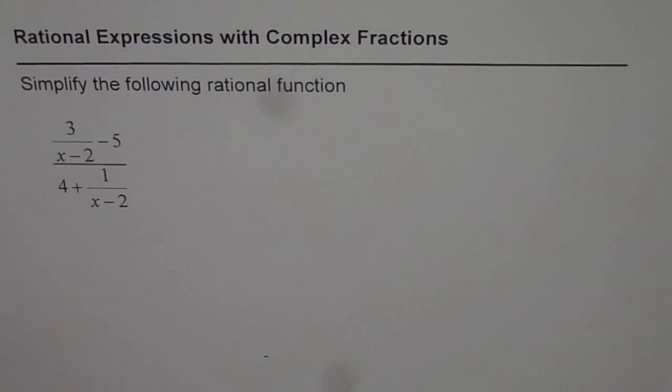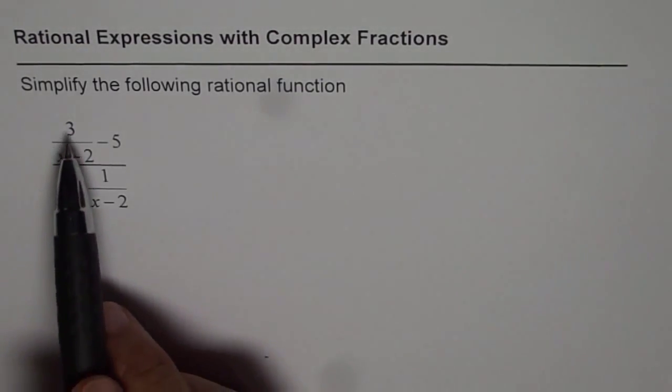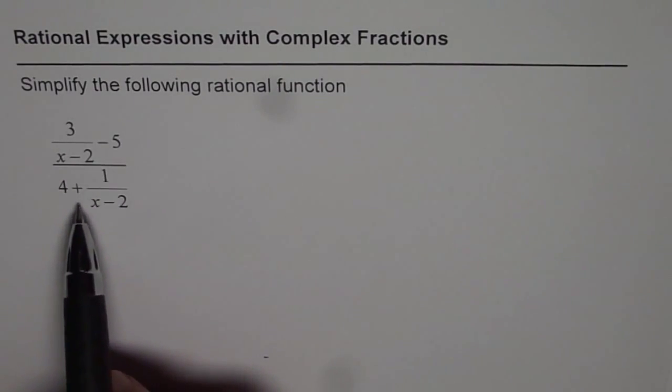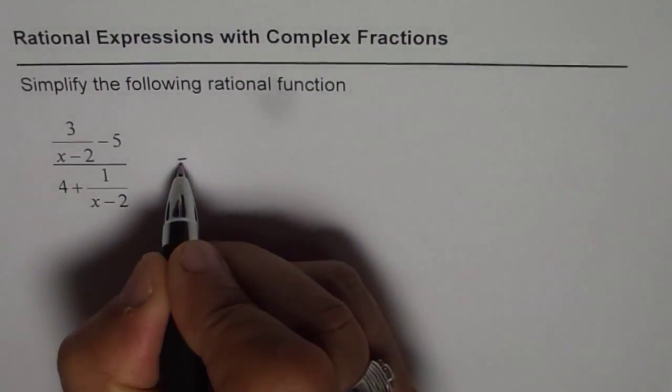This one is with complex fractions involved. We need to simplify the following rational expression. It is 3 over x minus 2, minus 5, everything over 4 plus 1 over x minus 2. So, see how we should do it.